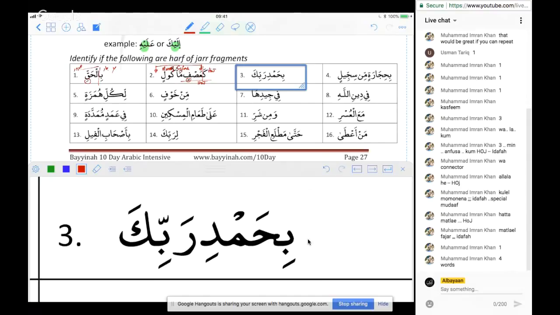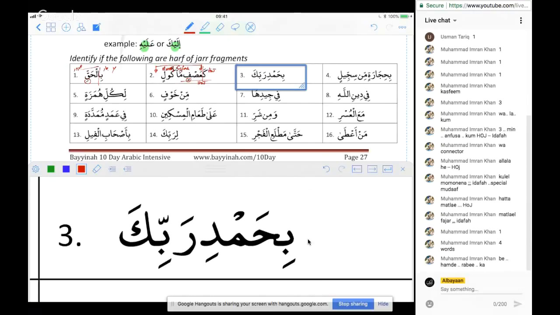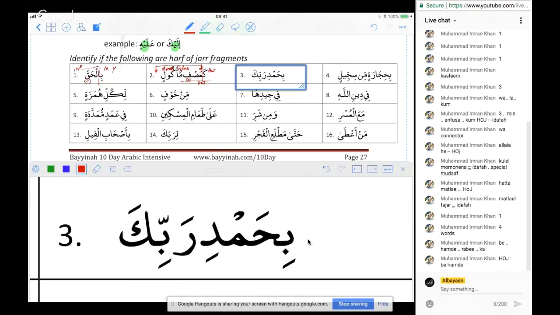Four words, that's correct. I agree with you. Bihamdi and Rabbika. Bihamdi is harf of jar. I agree with you because there is a ba here. Correct. Anything else?